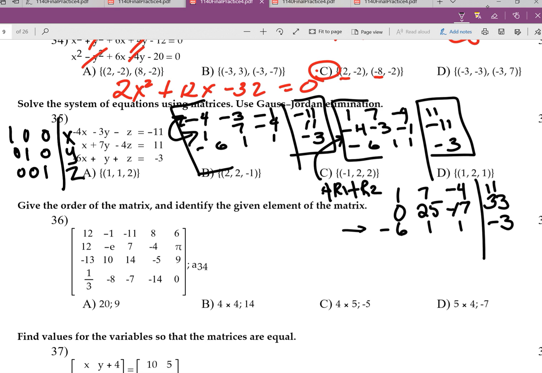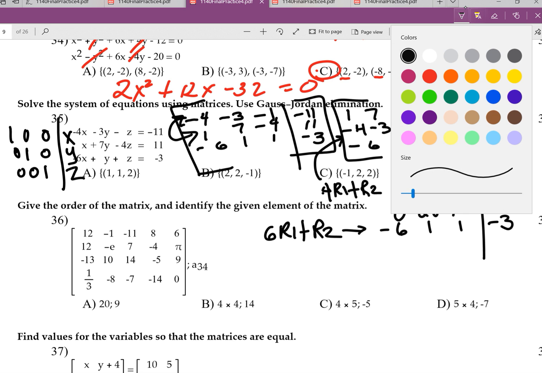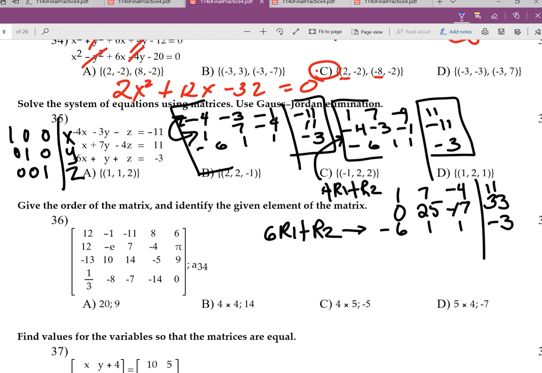Here, what I'm going to do is 6 times row 1 plus row 2, because that's going to zero out the negative 6. So let me just change the font so I don't run out of spacing. I'll do that in blue. So the new row should be 0, right? Because 6 times 1 is 6 plus negative 6. I'm sorry, that should be a 3 times negative 6 should be a 0.